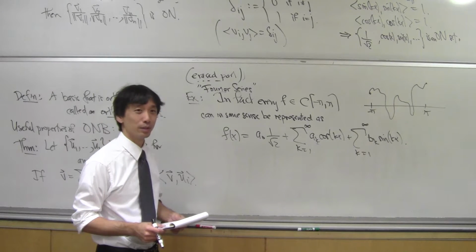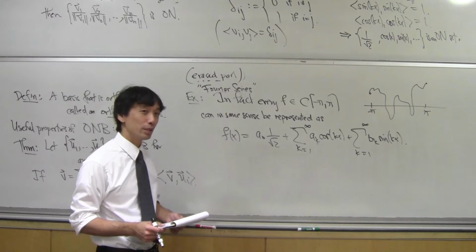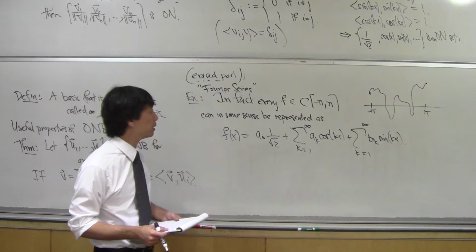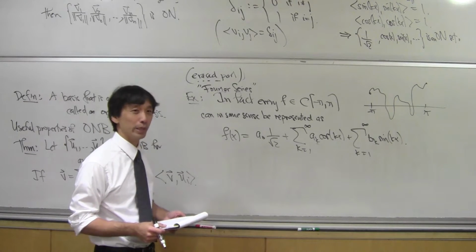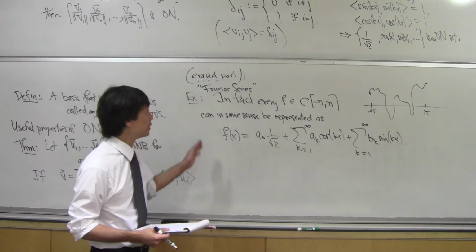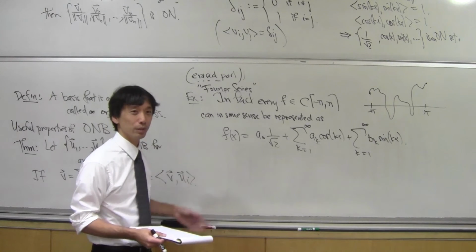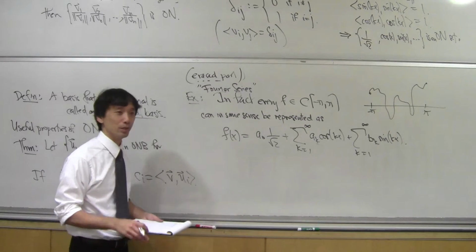Yes. Does the Fourier series have anything to do with the Fourier transform? Yes. So the Fourier transform is the continuous version of Fourier series. Fourier series is like the discrete version, the simple version, and the Fourier transform is the continuous version.